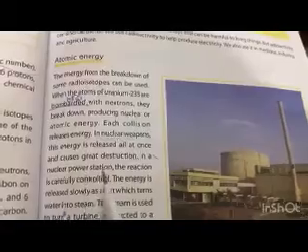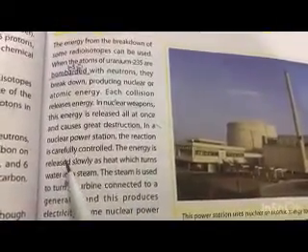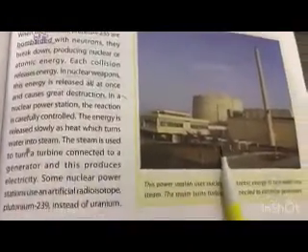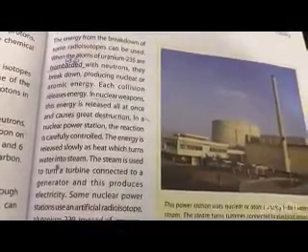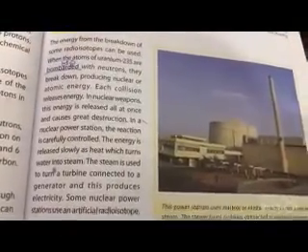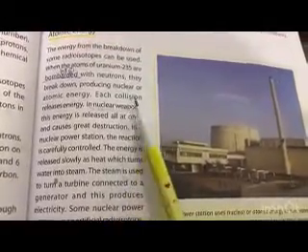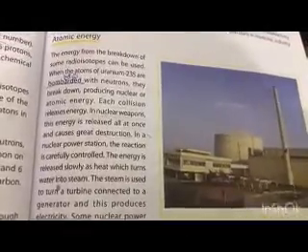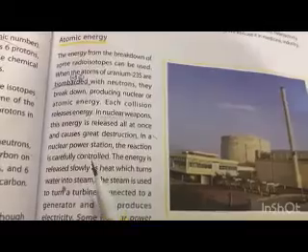In a nuclear power station, the reaction is carefully controlled. As you see in the diagram also, we use this energy in a controlled manner. The reaction is carefully controlled, because in nuclear weapons, it just goes out; we just throw it in any open space. In a power station, the energy is released slowly.